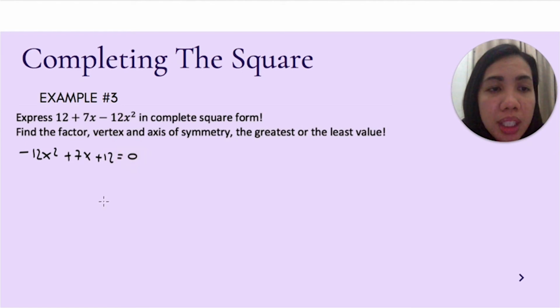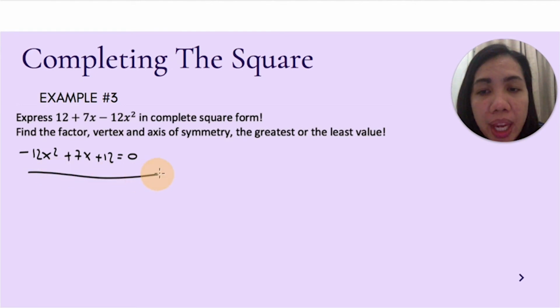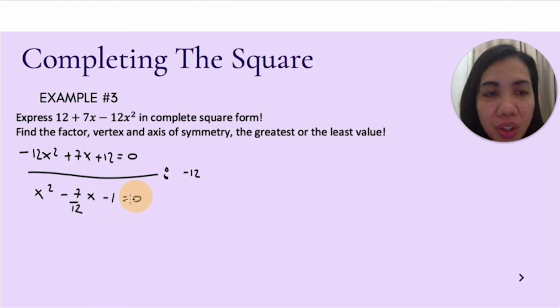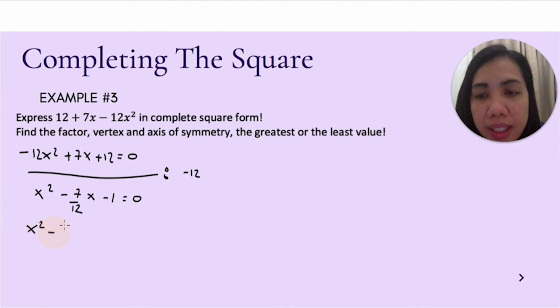Okay, first things first, we need to look at the value of a. If it is not 1, then we have to divide all the terms by a. So in here we have -12, so we divide this by -12. In here we have x squared, and then -7/12 x, because we divide by -12, and then -1 equals 0. Okay, the next thing, we need to put this constant value to the right side. So we add 1 to both sides: x squared - 7/12 x = 1.